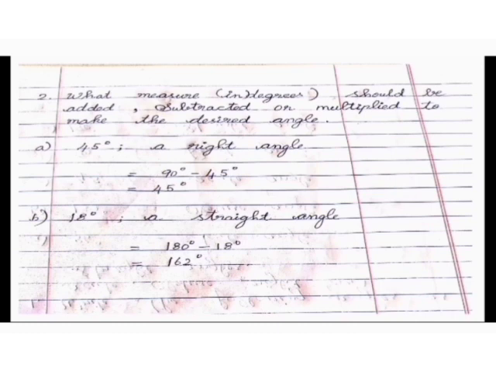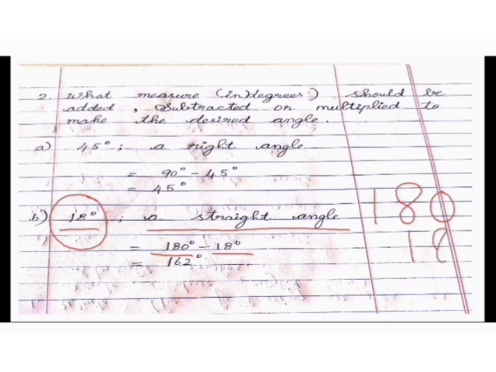And the next one, 18 degree. A straight angle. Straight angle how much degree? 180 degree minus 18 degree. Do the subtraction. 180 minus 18. So 0 minus 8, can we do the subtraction? No, the first number should be a big number.